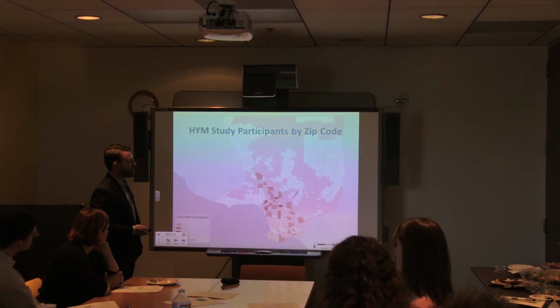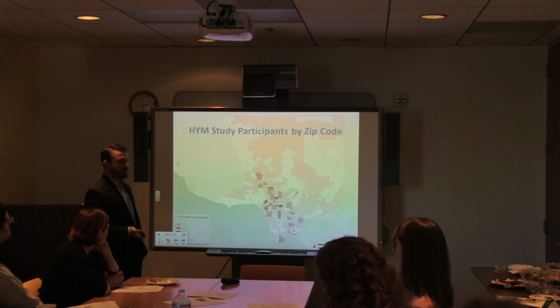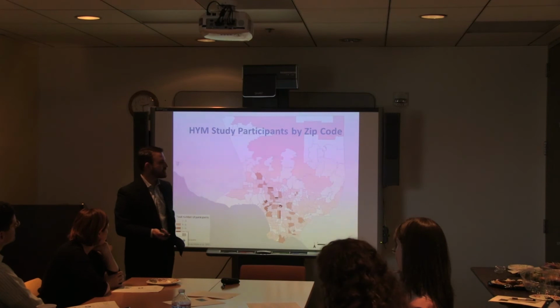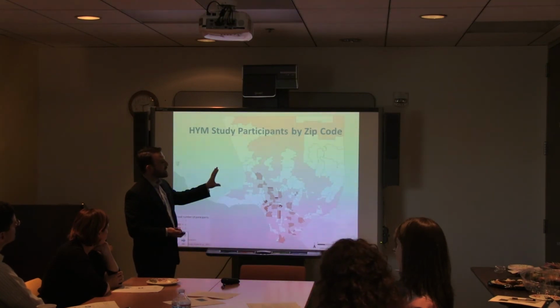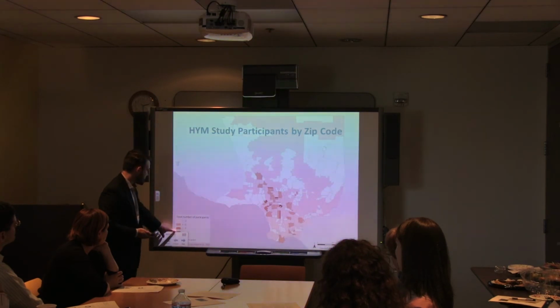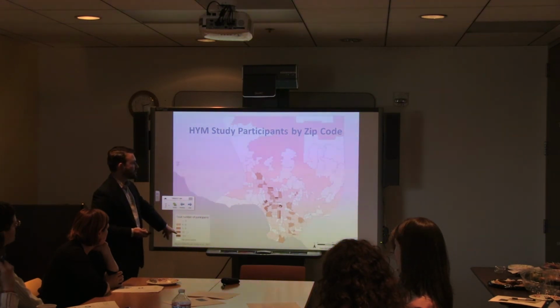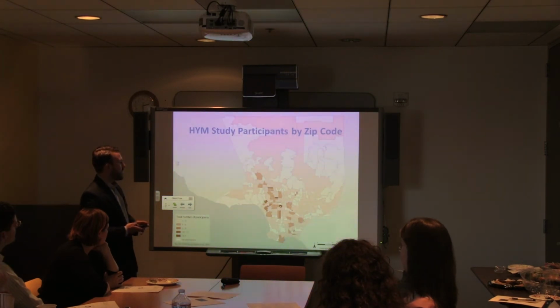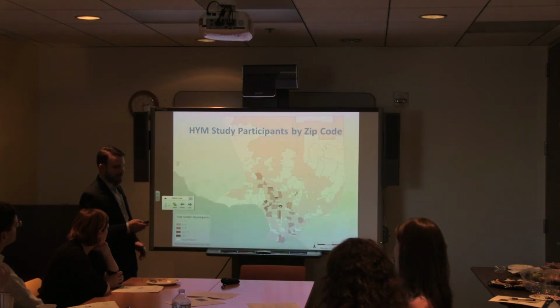So here's what we did with the GIS data. First, we had zip code data on all the HIM participants, so we created a map of participants by zip code. It ranges from the very lightest, where there were 1 to 3 participants, to the very darkest red, where there were more than 13 participants. But you can see that participants came from throughout Los Angeles County.